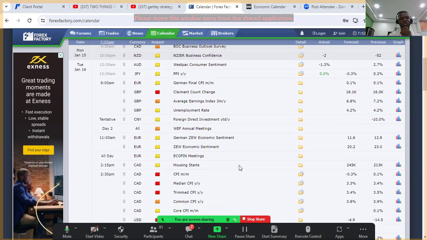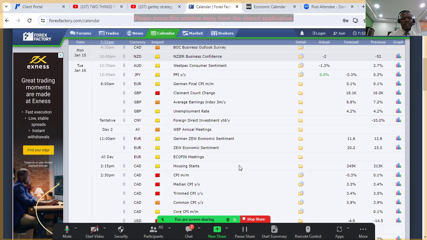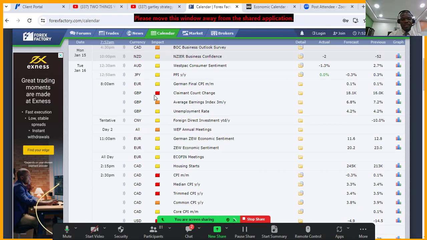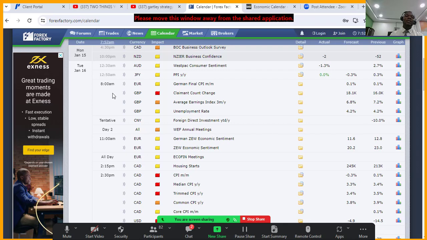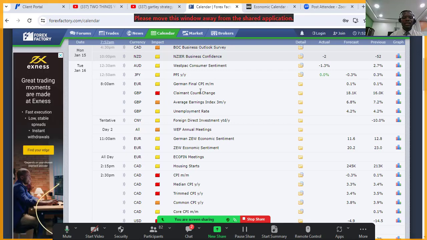So let's focus on today being Tuesday. We saw some moves on the market early this morning, and those moves were from USD, the strength of the dollar. Now, for Tuesday today, as you can see, we have red impact news here from GBP at 8 a.m. This news has just been released. It is the claimant count change.